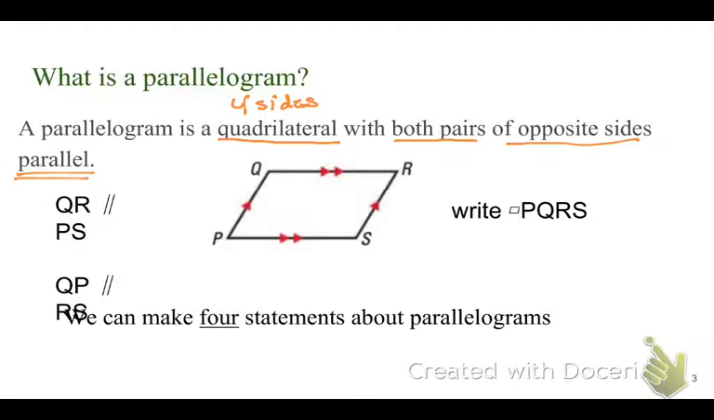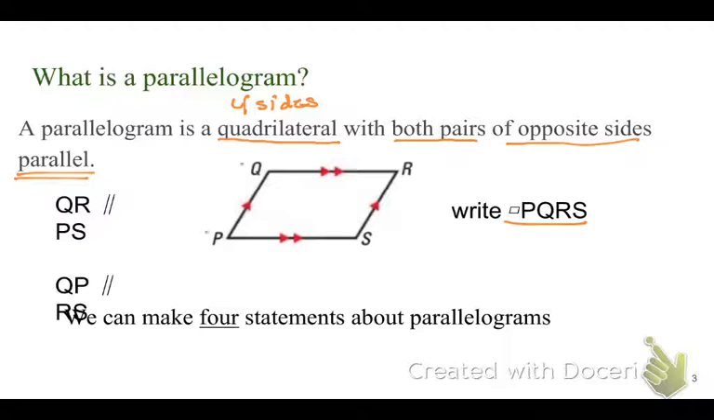That didn't come out very well. So I'm going to rewrite it. So the way we write a parallelogram is we put a little square kind of that's skewed that looks like a parallelogram, and then the vertices of the parallelogram. So here you have the little parallelogram, and then you have PQRS.